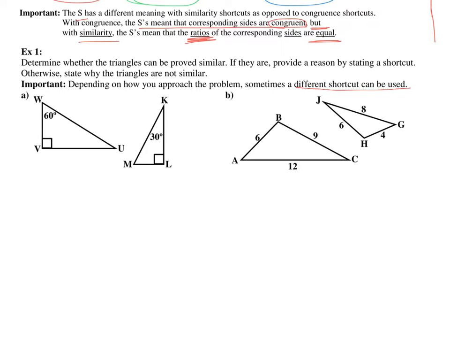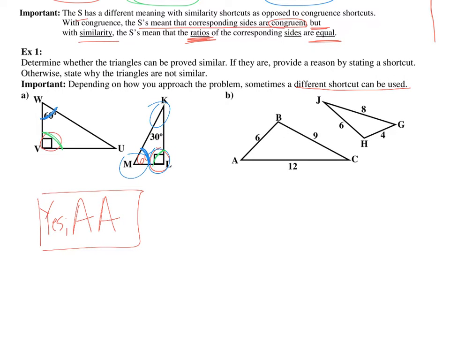So we're looking at part A here, and I have these angles are congruent, but then for one I have 30, for the other I have 60. Well, I know that all 3 of these angles add up to 180. So this angle is going to be 60, which means that these angles here are congruent. So I have 2 pairs of congruent angles, which means I could say the triangles are similar by what shortcut? AA. Done with that.